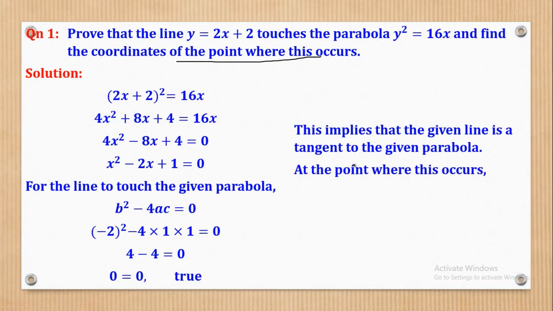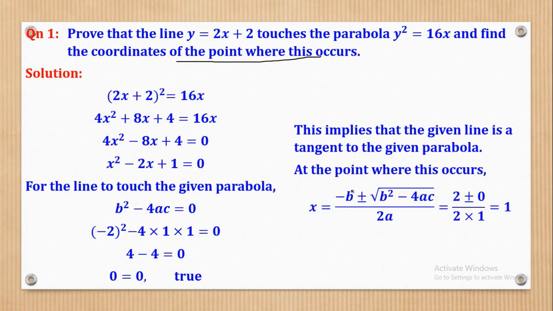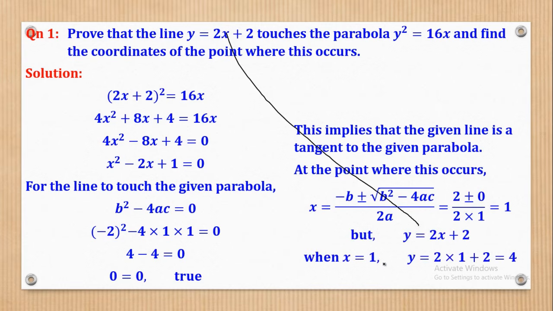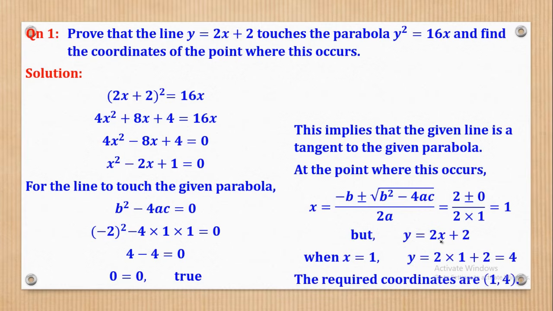So the point where this occurs, the x value will be given by this quadratic formula, and we already saw that the whole of this is equal to 0. Therefore you remain with this and that, which is 1. Therefore the value of x is 1. And when x is 1, you can go to the equation of the tangent and get the value of y. So that means that the coordinate will be (1, 4), and that's what they wanted.